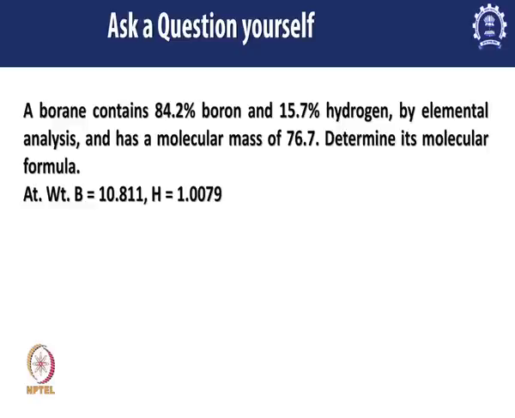Another question is there. A borane contains 84.2% boron and 15.7% hydrogen by elemental analysis, and has a molecular mass of 76.7. So, that means we have a boron hydride, its molecular weight is 76.7, that contains 84.2 percent of boron and 15.7 percent of hydrogen. You have to determine its molecular formula. Of course, here what you need is the atomic weights of boron and hydrogen. It is given here: for boron 10.811 and for hydrogen it is 1.0079.